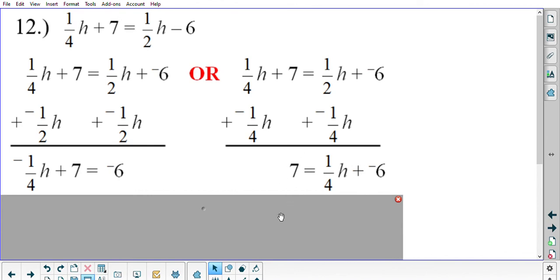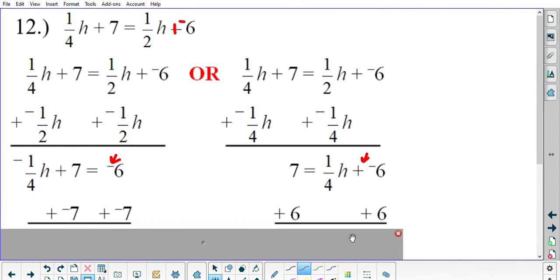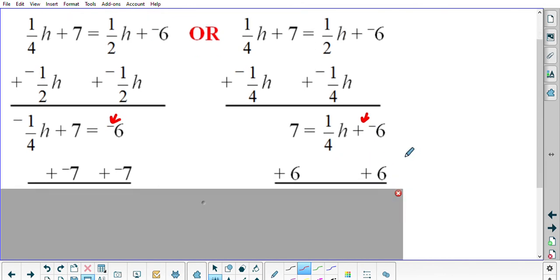I don't know. Please realize, since subtraction is the same as adding the opposite, that is how you get a negative 6 over here if you did it this version. Otherwise, you could have kept it minus 6 over here on this side. Plus negative 6 is the same as minus 6. I honestly don't care which way you do it. So you're going to add 6 on both sides if you did it that way, or add negative 7 on both sides if you did it that way.